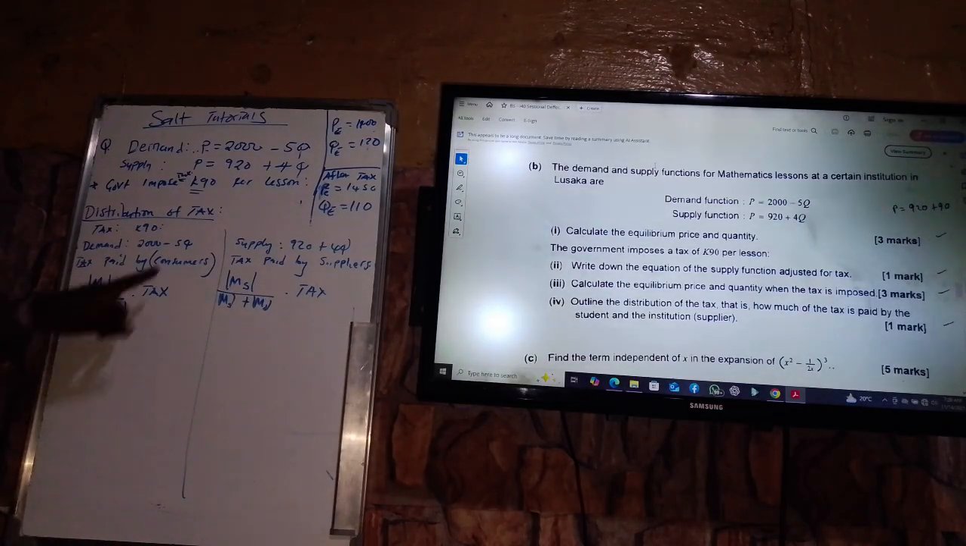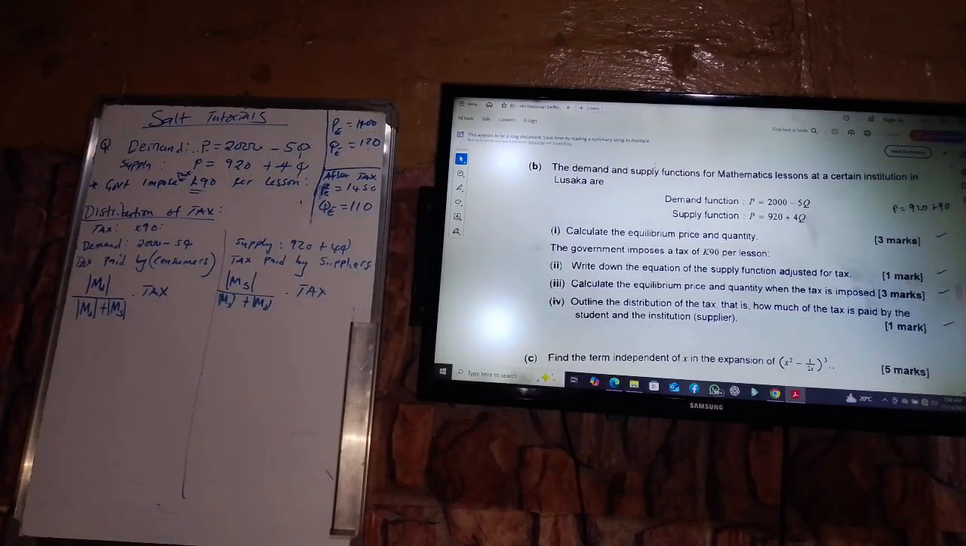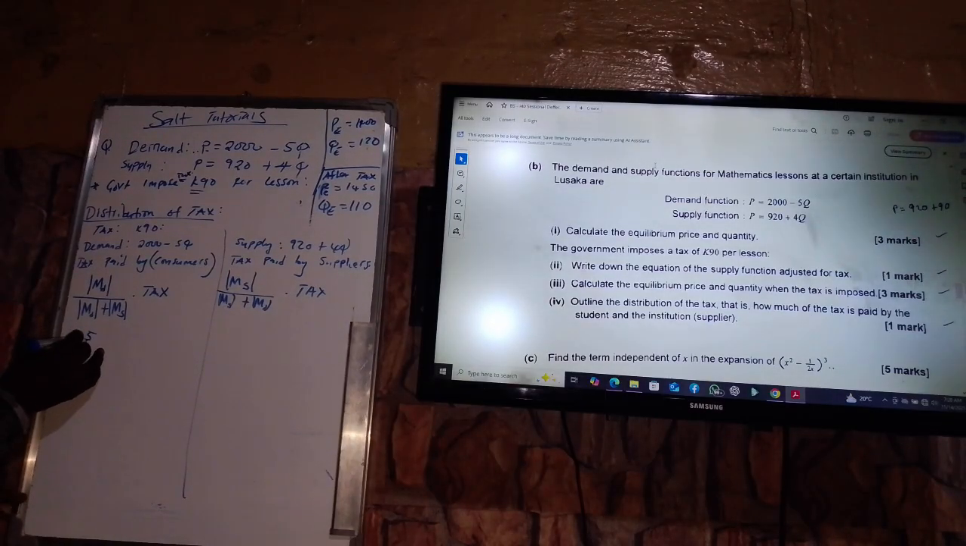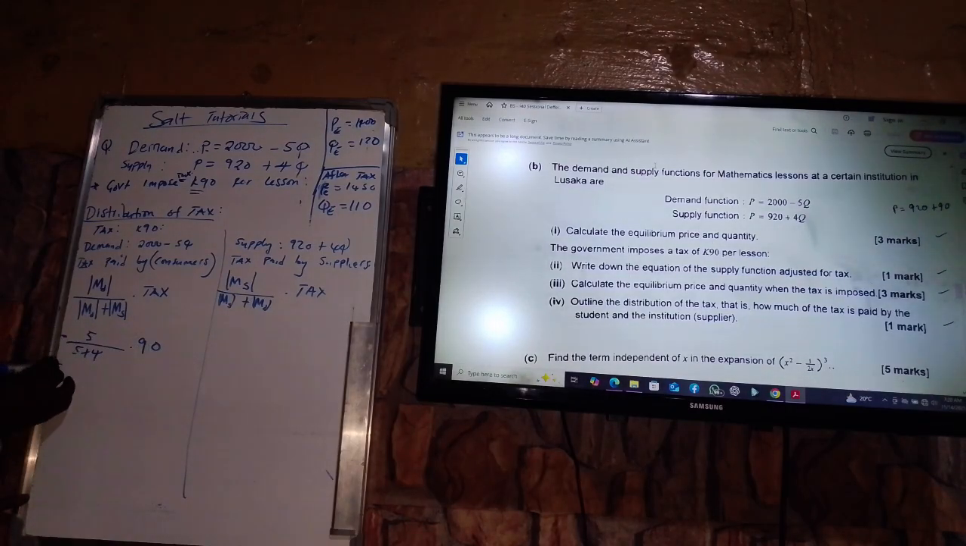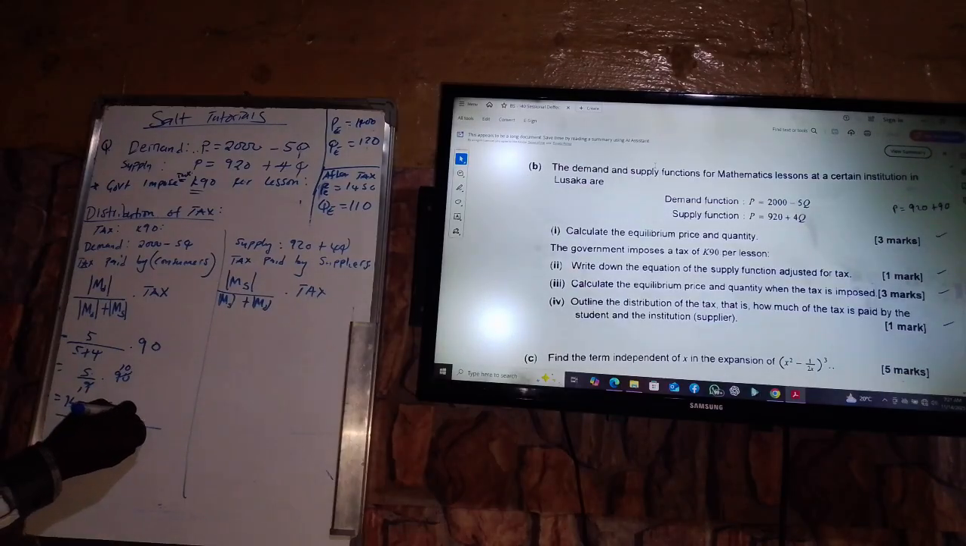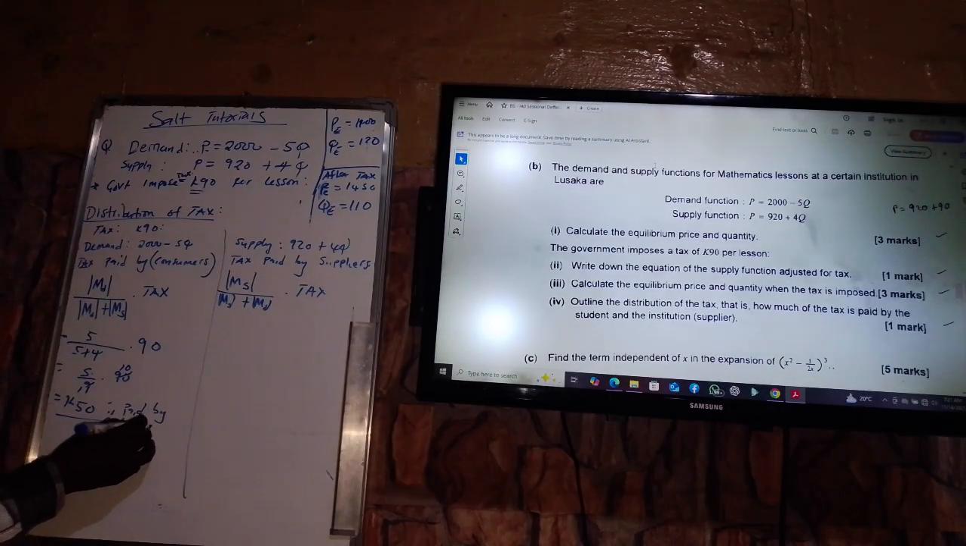So the gradient here is -5, but because of the absolute value, it's going to come out to be +5 over 5 plus the gradient for the supply, which is 4. The answer multiplied by the tax, which is 90. So this is now going to be equal to 5 over 9 multiplied by 90, which is equal to 9 there is 1, 9 there is 10. Times that is equal to 50 kwacha. So 50 kwacha is paid by the consumers. And in this case, our consumers are the students.